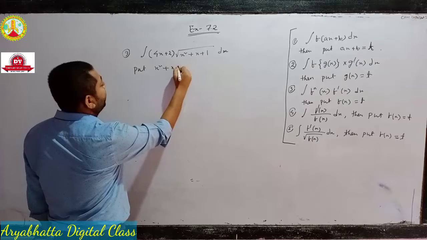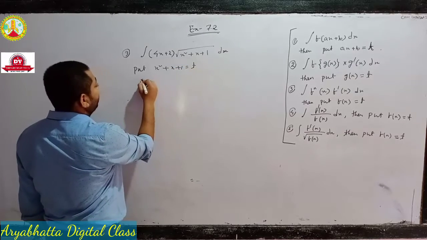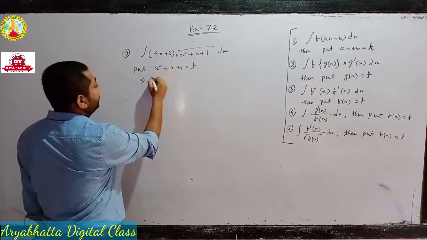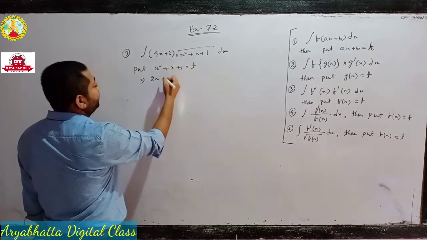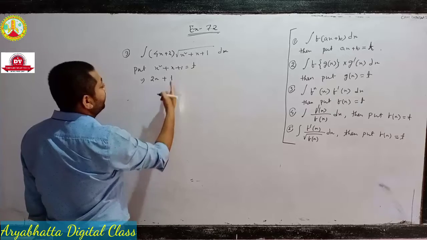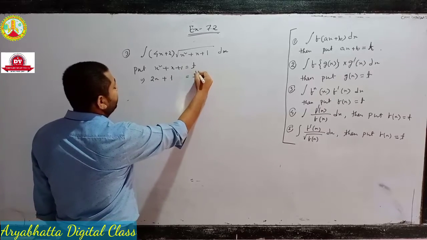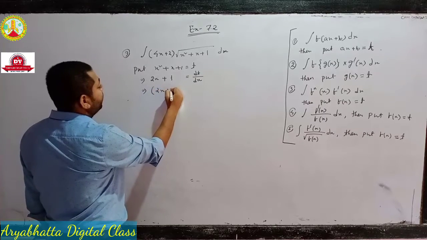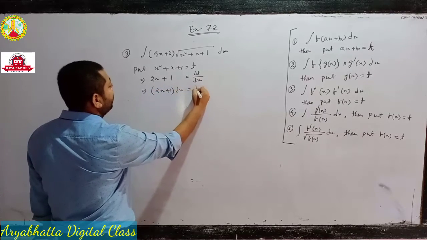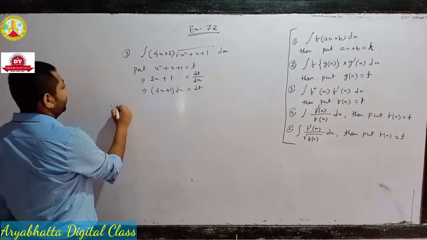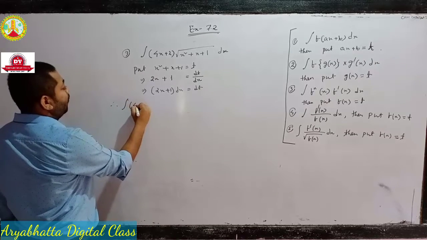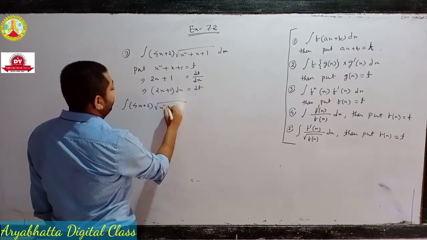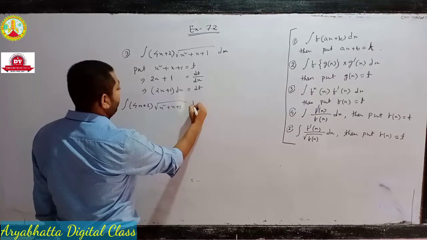Put x square plus x plus 1 is equal to t. Differentiating both sides with respect to x, we have d by dx of x square is equal to 2x, plus d by dx of x is equal to 1, d by dx of 1 is equal to 0, is equal to dt by dx. This implies 2x plus 1 dx is equal to dt. Therefore, integration 4x plus 2 into square root x square plus x plus 1 dx.